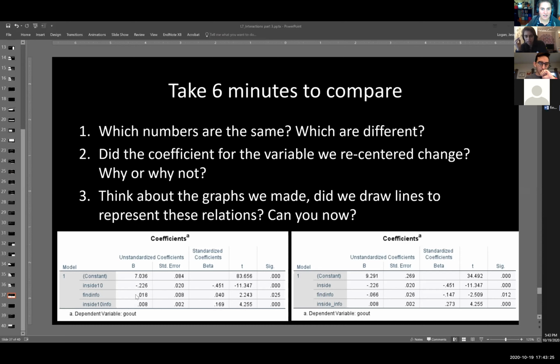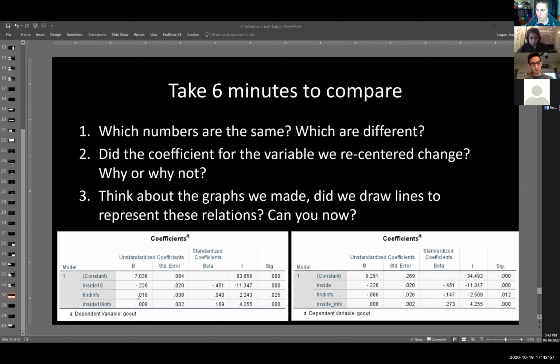Why did the constant change? I think it changed because the constant is the y-intercept. So it's where your line crosses the y-axis. So if you center something at 10, it just shifts your line, which means you're going to cross the y-axis at a different point. Yes. Use the same logic to think about why this value would change.